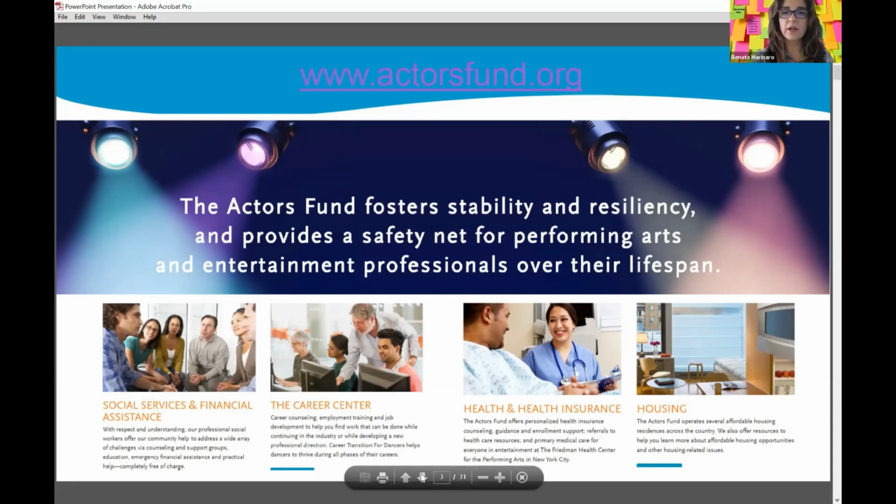The Actors Fund also has 4 other areas that they help in: social services and financial assistance, the Career Center, which helps people find sideline work, health and health insurance, and housing. So I'm the director of health services. We do have a health center in New York City that is just for people in the performing arts and entertainment. It's in conjunction with Mount Sinai.